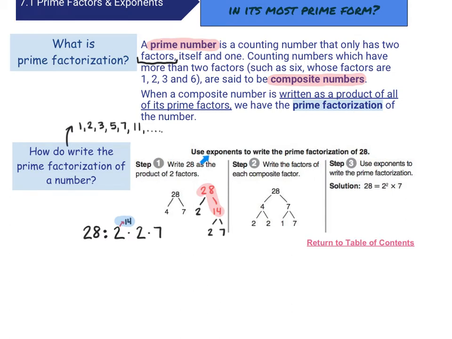So now what we're going to do is use exponents to write the prime factorization of 28. So I know that 28 is 2 times 2 times 7. And in order for me to write that with exponents, I know that I have 2 being multiplied by itself twice. So 2 to the second power is the same thing as 2 times 2. And then once I do 2 to the second power, I multiply it by 7. So 28 is equal to 2 to the second power times 7. This is the prime factorization of 28.